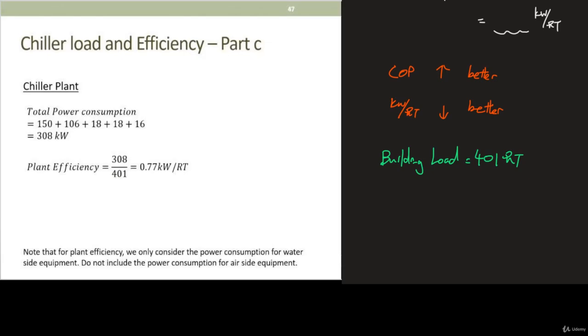One thing to take note: when you are calculating for plant efficiency, never ever add the air side equipment. That means you don't include the power consumption of your AHU, your FCU, and things like that. You only consider the water side power consumption, divide by the building load. That's how they compare this value. In the industry, they don't include the air side equipment.